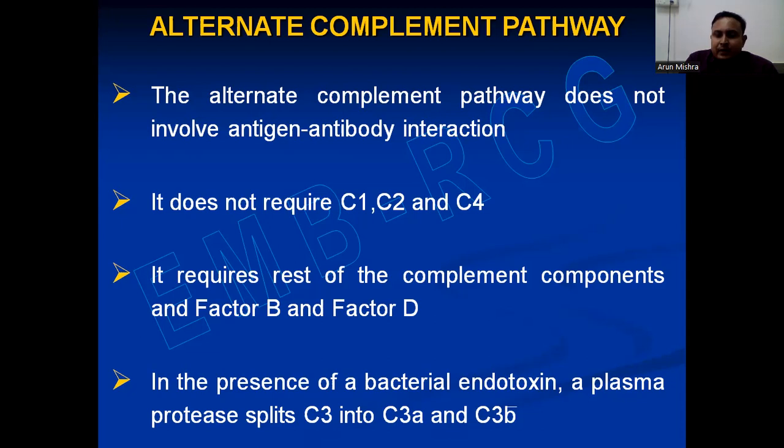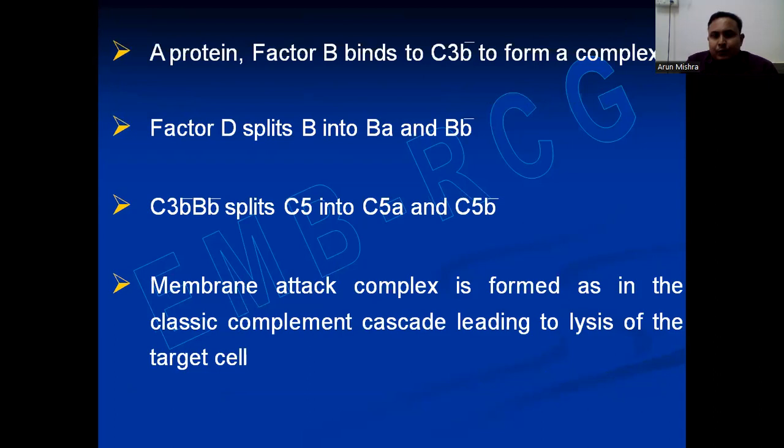In the presence of a bacterial endotoxin, plasma proteases split C3 into C3a and C3b bar. A protein factor B binds to C3b bar to form a complex. The factor D splits B into Ba and B bar, and again C3b and B bar split into C5 and so on. The membrane attack complex is formed as in the classic complement cascade, leading to lysis of the target cell.